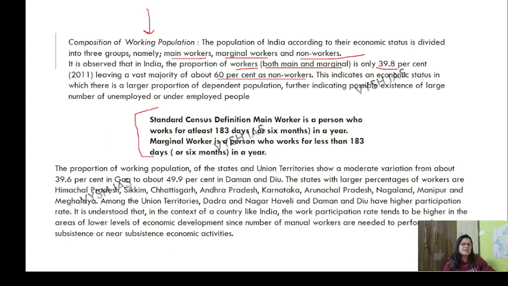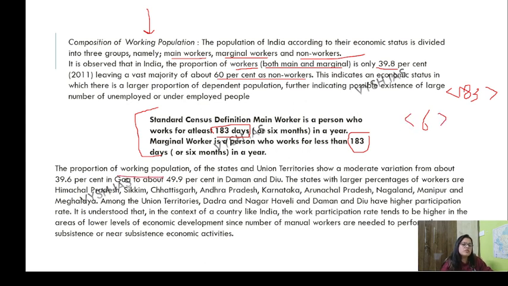The standard census definition: a main worker is a person who works at least 183 days, like 6 months, in a year. A marginal worker is a person who works for less than 183 days. So you have to take it as a bar: less than 183 and more than 183, or more than 6 months and less than 6 months.